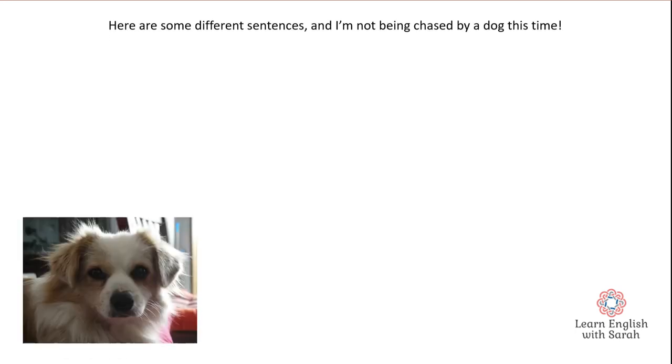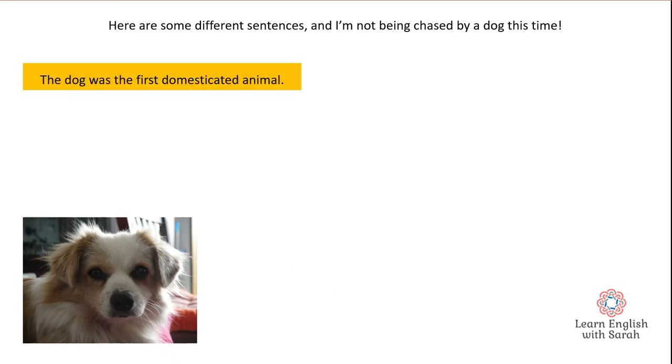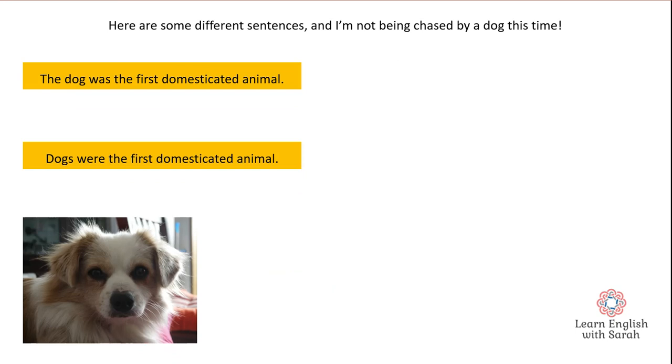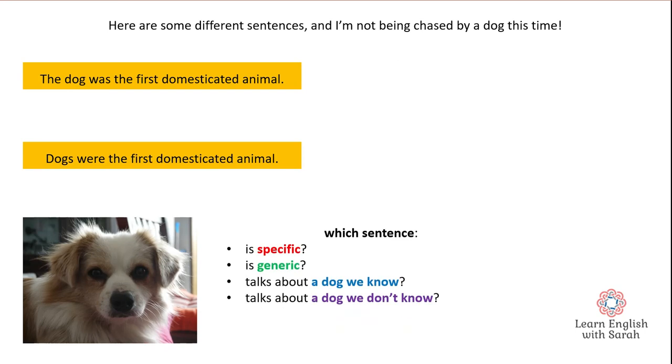Okay, so here are some different sentences, and I'm actually not being chased this time. So the dog was the first domesticated animal. Dogs were the first domesticated animal. Same questions for you to think about: specific, generic, dogs we know and dogs we don't know.